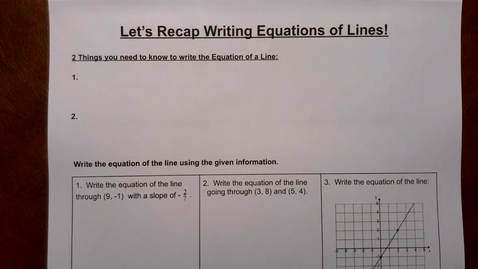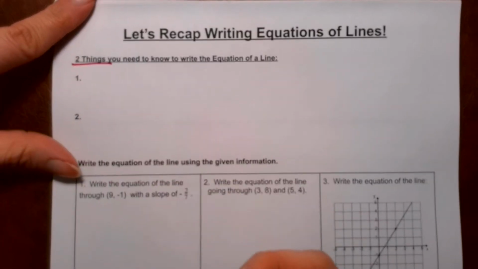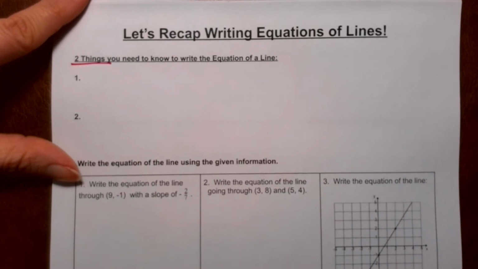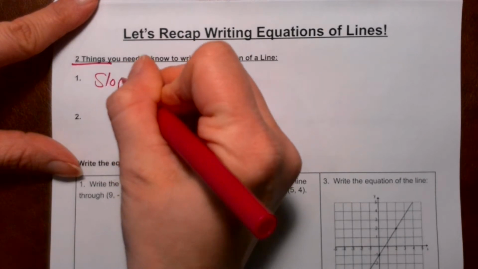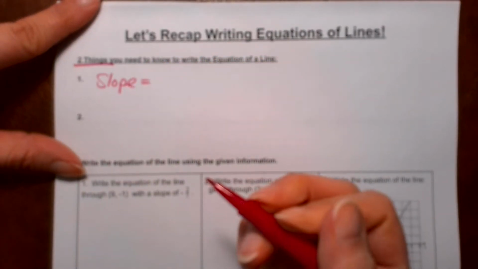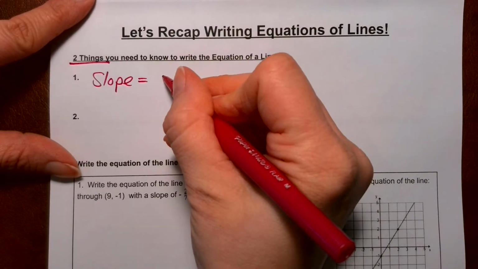Hi, Math 1. Let's do a recap of how to write the equation of lines. Whenever you write the equation of a line, there's always two things that we need to know before we can start doing that. So the first thing we need to know is the slope. Some people call the slope the two-sided pattern.